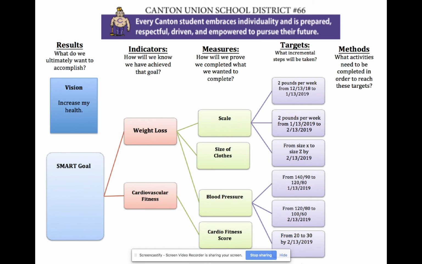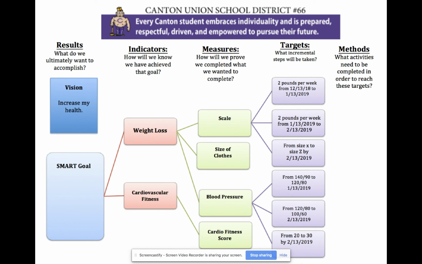Targets are the incremental steps that will be taken to ensure you are making progress towards your indicators and ultimately your vision. Targets should be date-specific, concrete, and tangible. Targets are the checkpoints you place along the way to ensure success. Targets should vary in length and should align with the ultimate timeline of your SMART goal.